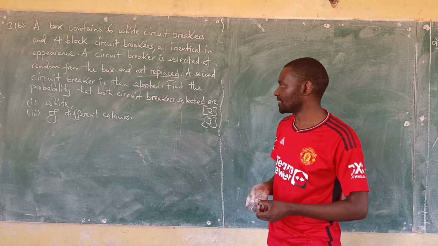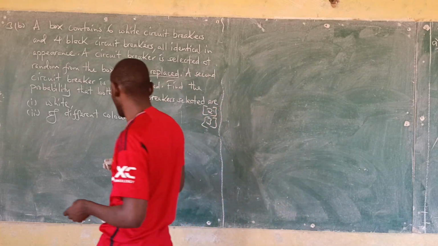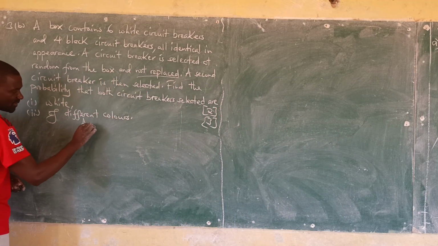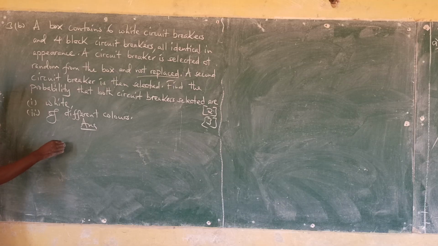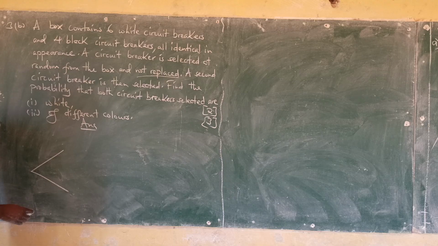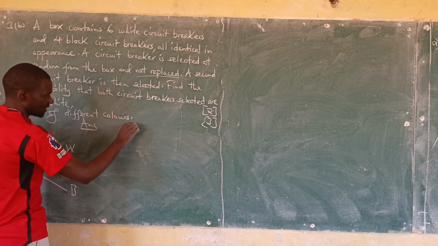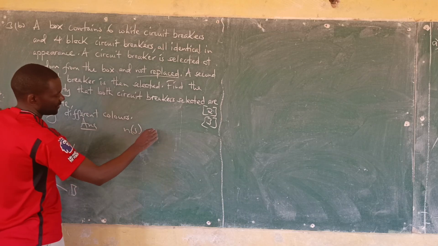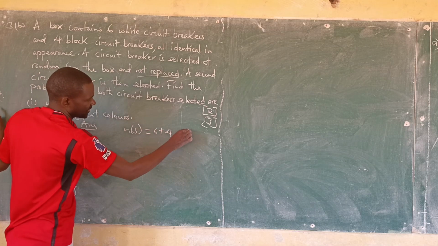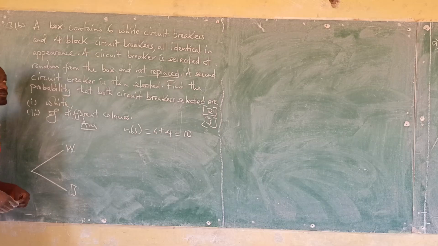So we can answer this one, I think, with the help of a tree diagram. Let's say for white we represent it by W, and for black it will be represented by B. So the number of elements in the sample space, we have 6 plus 4, which gives us 10. So in all, there are 10 circuit breakers.